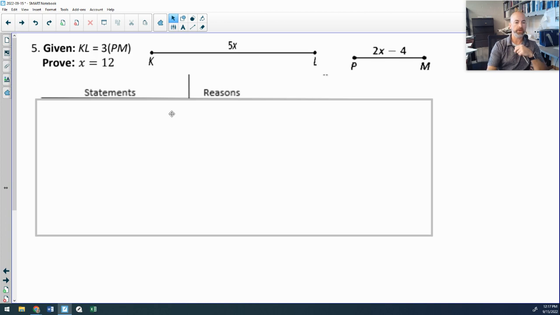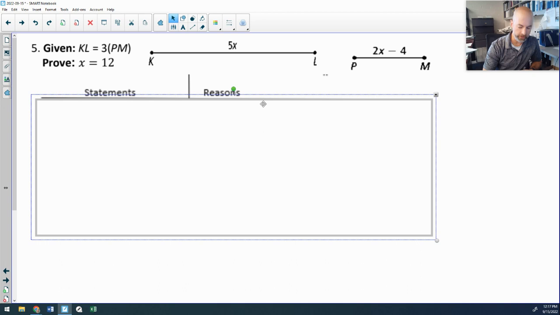Good. Next one, I am not going to work this one out in detail either. So if you want to try number 5, you can pause. Number 5, and the answer is about to show up right now.